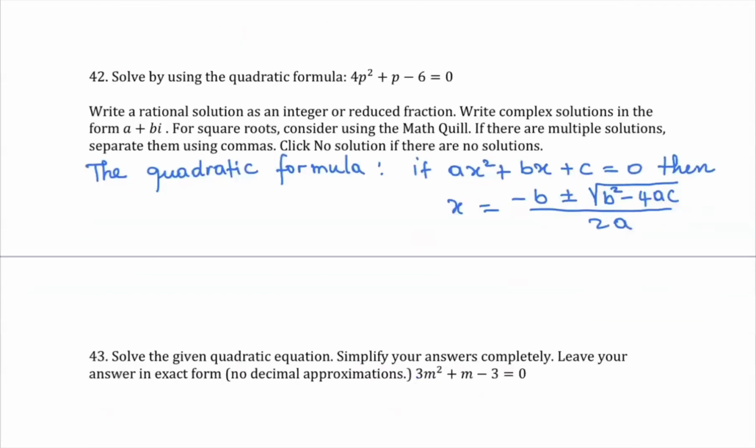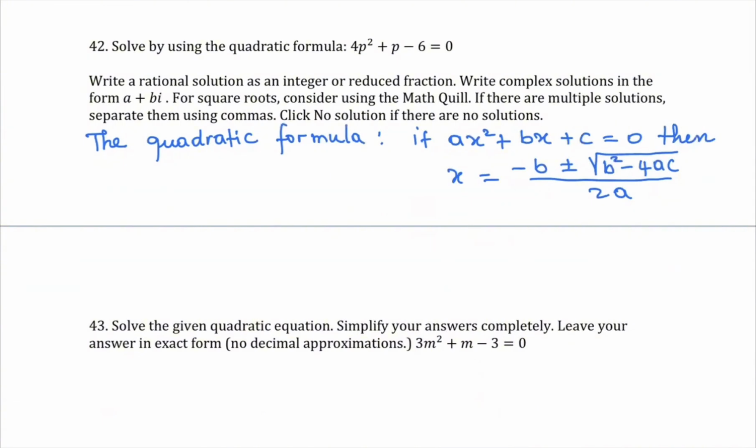Now let's solve number 42. It says solve by using the quadratic formula 4p squared plus p minus 6 equals 0. Write a rational solution as an integer or reduced fraction. Write complex solutions in the form a plus bi. For square roots, consider using the math wheel. If there are multiple solutions, separate them using commas. You would type DNE if no solution, or you would click no solution, if you're doing it on the computer.